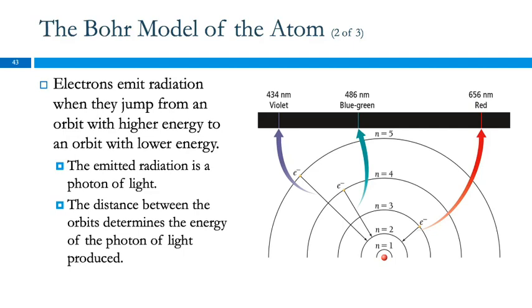Now there's lots of other transitions that are possible, but they don't give visible light. So from the second to the first, this energy amount is too small, and so it's going to be over here past red and we can't see it. So the distance between the orbits determines the energy of the photon of light that's produced.